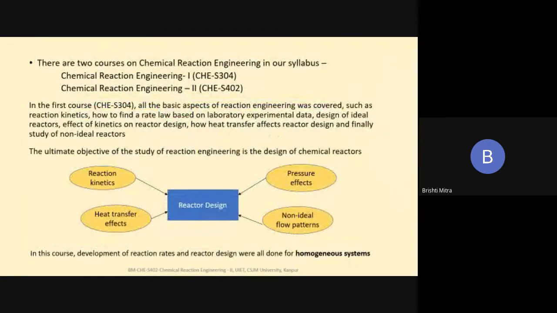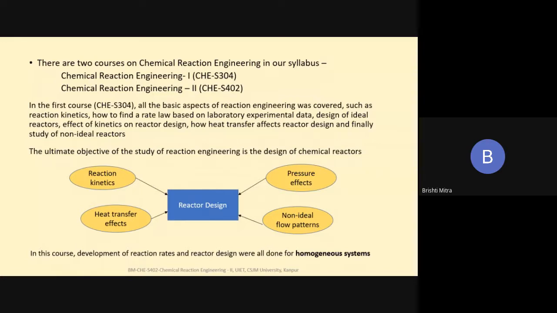Now, in our syllabus, we have two courses on reaction engineering. The first one is called Chemical Reaction Engineering 1, that is CHE-S304. And the second one is called Chemical Reaction Engineering 2, CHE-S402, which we are going to study now. In Chemical Reaction Engineering 1, which you studied in your sixth semester or fifth semester, I don't remember exactly, you have covered all the basic aspects of reaction engineering.